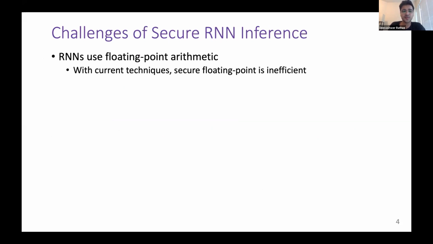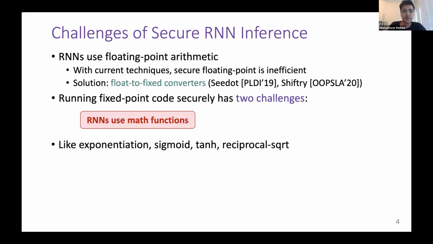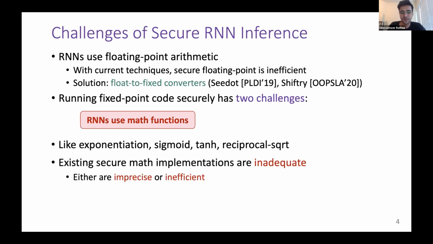First, RNNs use floating point arithmetic, which using current techniques is not efficient. Luckily, we have automated float to fixed converters to fix this problem, which output fixed point code, which is much more tractable with 2PC. But running this fixed point code has its own challenges. The first one is that RNNs use math functions like exponentiation, sigmoid, tangent, and reciprocal of square root. And the existing support for these functions is inadequate. That is, it is either imprecise or inefficient.